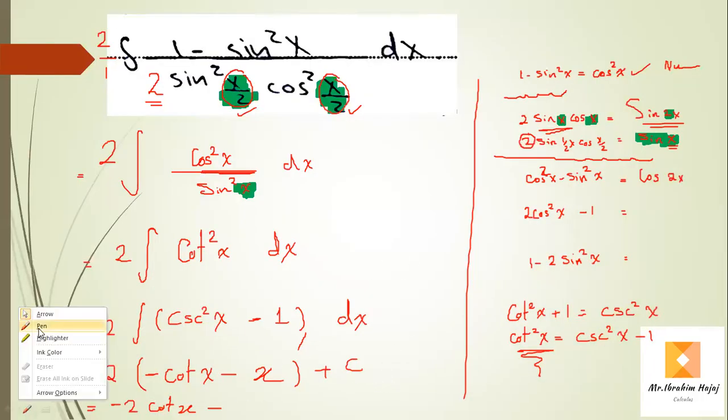So let's complete the answer here. We said it's negative 2 cotan x minus 2x, by multiplying by 2, plus the c. And this is the final answer.